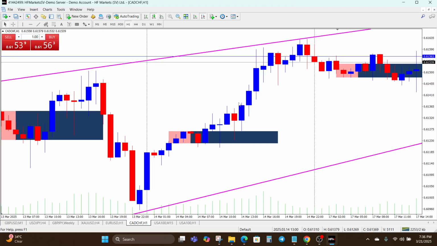So that is it for this guide on the breakout box indicator for MT4.